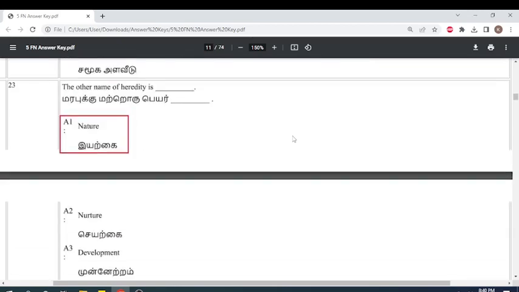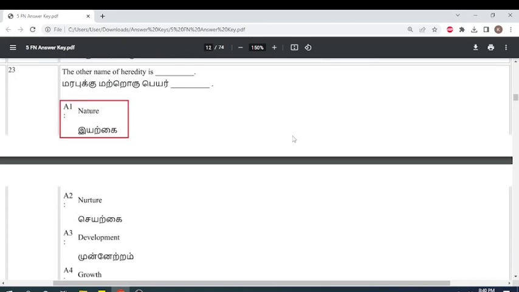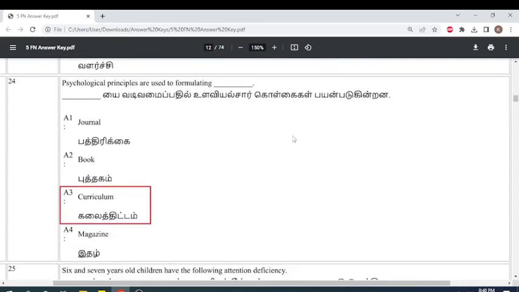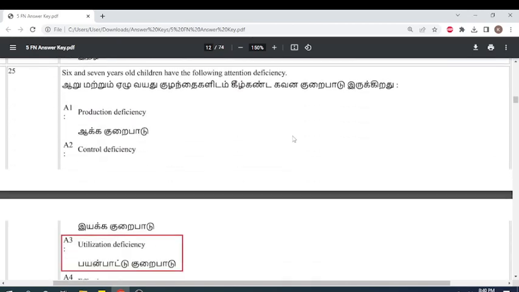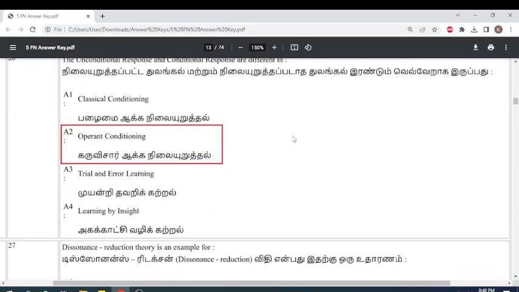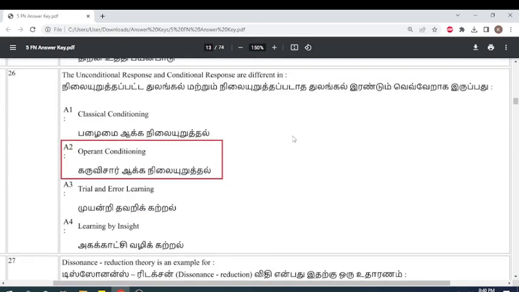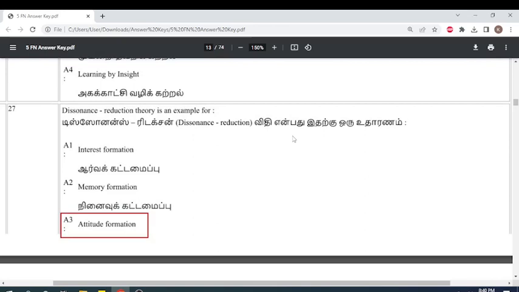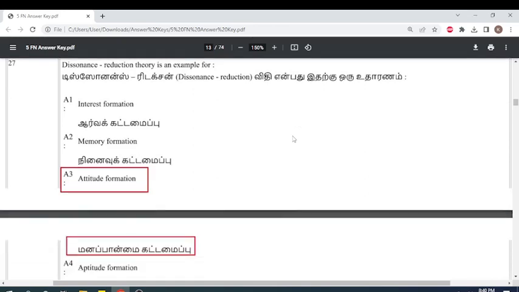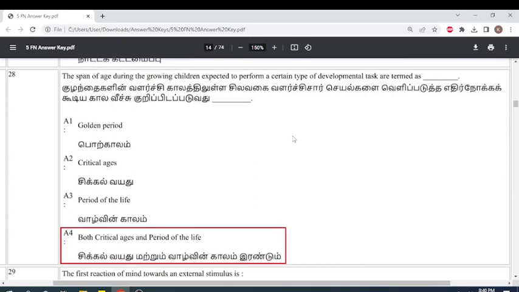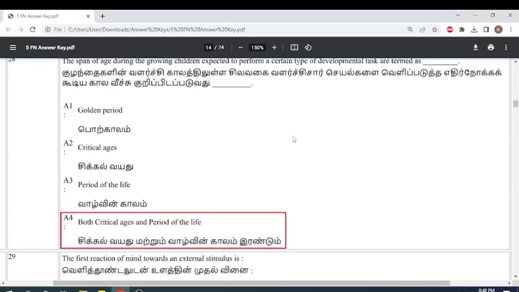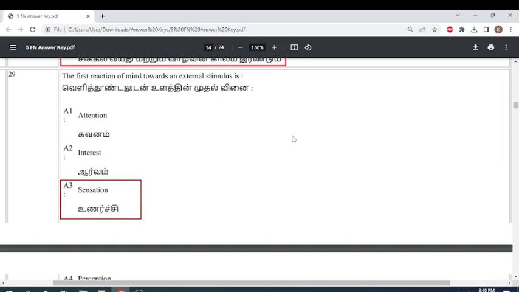23rd question answer A1. 24th question answer A3. 25th question answer A3. 26th question answer A2. 27th question answer A3. 28th question answer A4. 29th question answer A3.